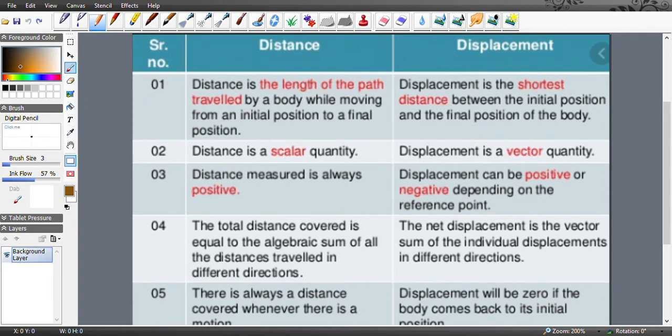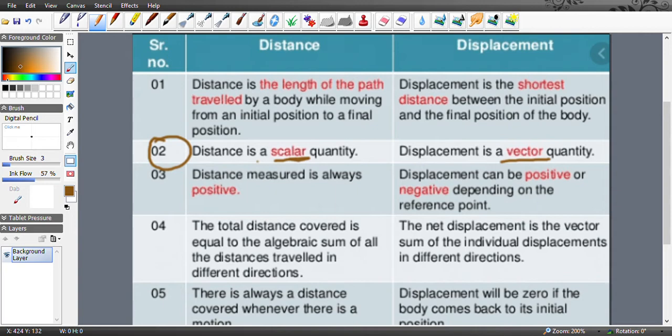Now, difference number 2. Distance is a scalar quantity while displacement is a vector quantity. Before knowing about distance and displacement, we have to know about scalars and vectors. Scalar quantities are those which are described only by magnitude. They do not need direction, whereas vector quantities need direction as well as magnitude.